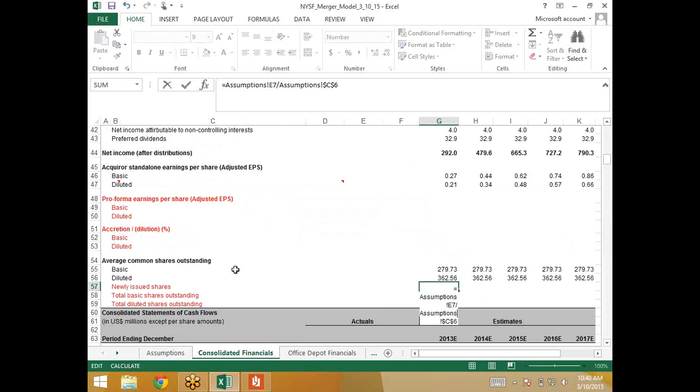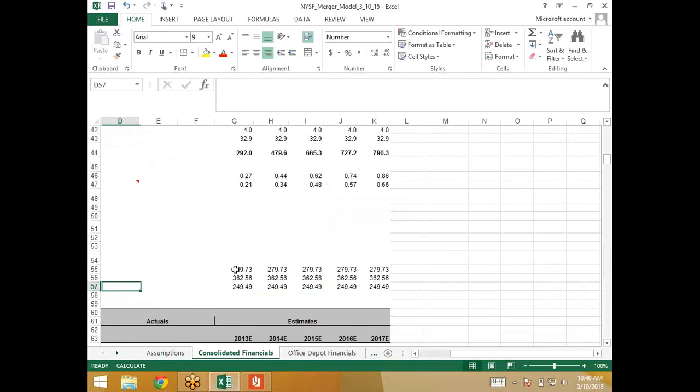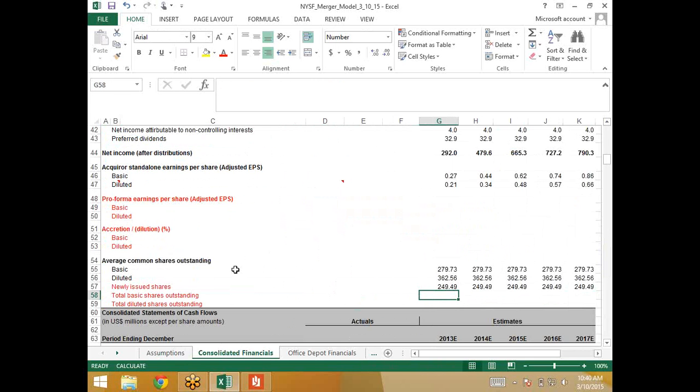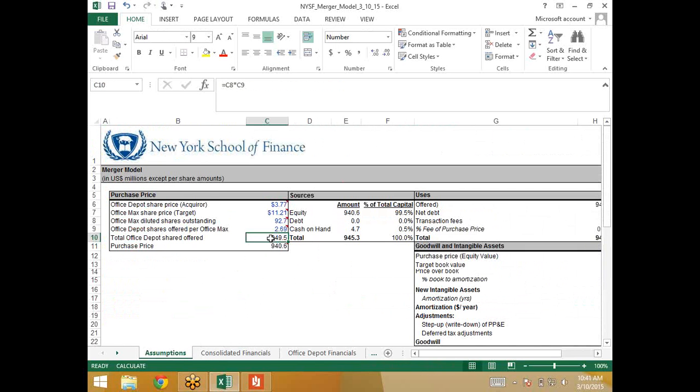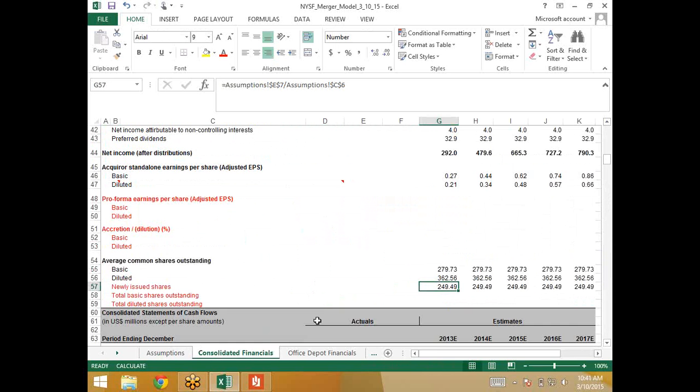And you can anchor that, and you can copy this to the right. Those are the new shares raised. You guys get that? E7 divided by C6. That always works. Obviously, the 249.9 is the same as the number we calculated here. We calculated this number in a little bit of a different way because of the stock swap scenario, but in any case, equity divided by acquirer stock price gets you there.